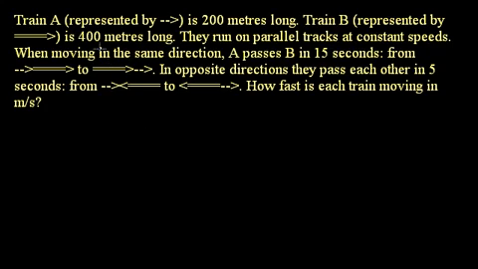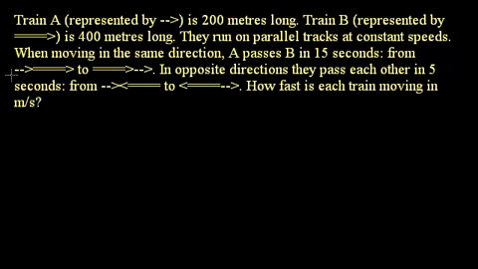So here we have train A, represented by these 2 dots and an arrow, is 200 meters long. And I did this because I think they want to be specific about the configurations they're talking to later in the problem. So let's just read it. Train A is 200 meters long. Train B is 400 meters long. They run on parallel tracks at constant speeds. When moving in the same direction, A passes B in 15 seconds.